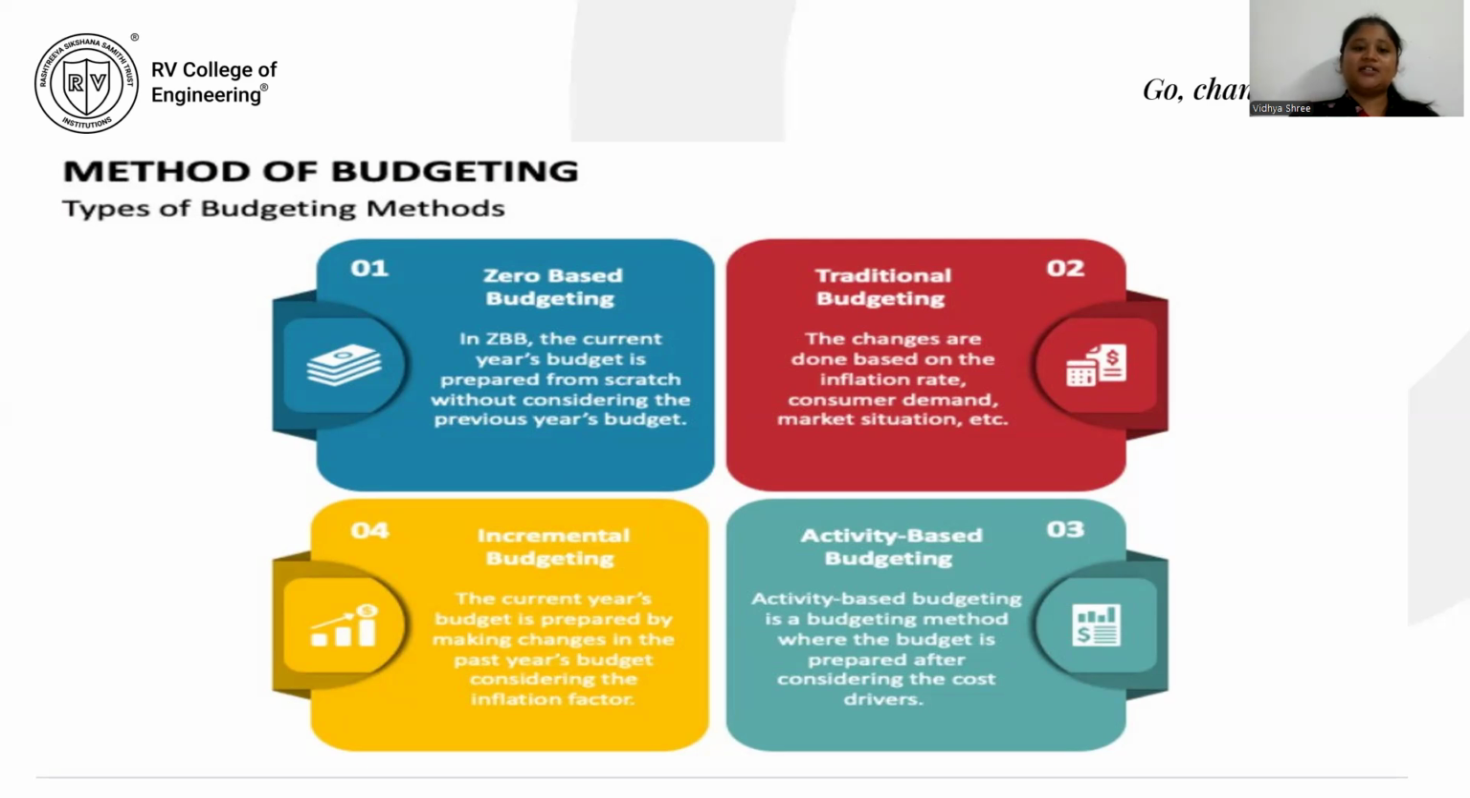In zero based budgeting, the current year's budget is prepared from scratch without considering the previous year's budget. And in traditional budgeting, the changes are done based on the inflation rate, consumer demand, and the market situation. In incremental budgeting, the current year's budget is prepared by making changes in the past year's budget considering the inflation factor. And activity based budgeting is a method where the budget is prepared after considering the cost drivers.